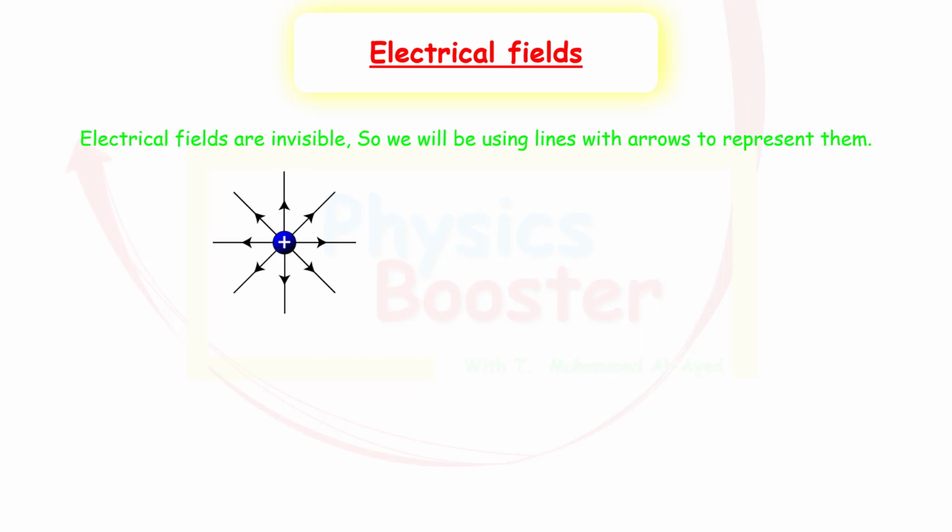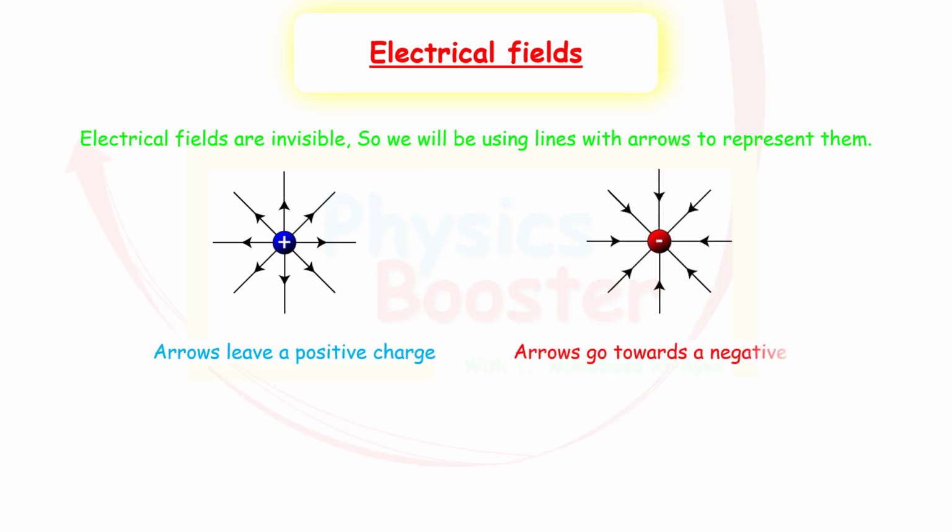Now, because electrical fields are invisible, we will be using lines and arrows to represent them. For positive charges, we will draw arrows that are going out of the particle. But for negative charges, we will draw arrows that are going towards the particle. So it's pretty easy and straightforward. The more the lines, the stronger the field. So if we had a larger charge, it will increase the magnitude, and we can represent it by drawing more arrows.